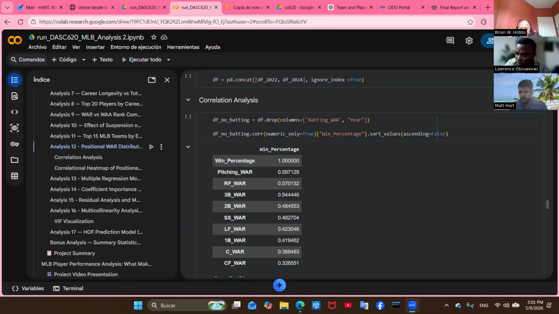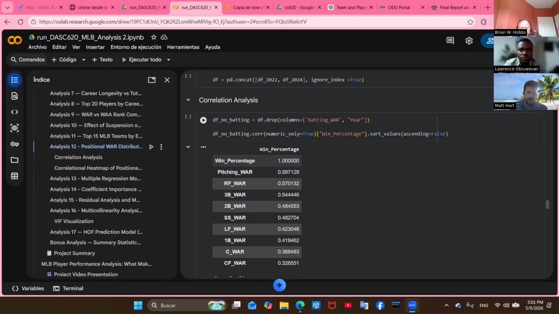I'll take over. My name is Matthew Hart. Here we have some data. We looked at two separate team data sets from two different years, 2022 and 2024, and looked at the positional WAR value data and its effect on team winning percentage.